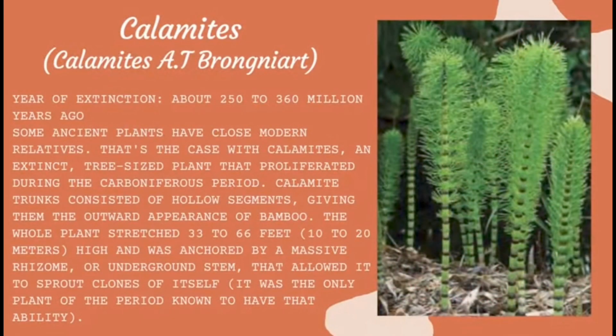Calamites. Year of extinction: about 250 to 360 million years ago. Some ancient plants have close modern relatives. That's the case with Calamites, an extinct tree-sized plant that proliferated during the Carboniferous period. Calamites trunks consisted of hollow segments, giving them the outward appearance of bamboo. The whole plant, stretching 33 to 66 feet high, was anchored by a massive rhizome, or underground stem, that allowed it to sprout clones of itself. It is one of the plants of the period known to have that ability.